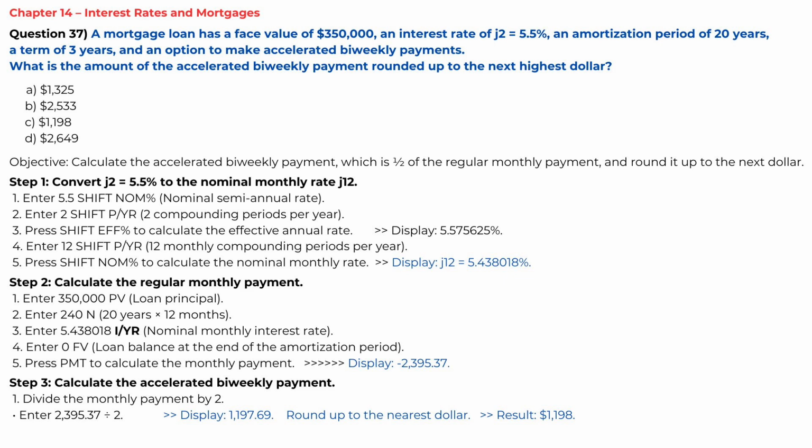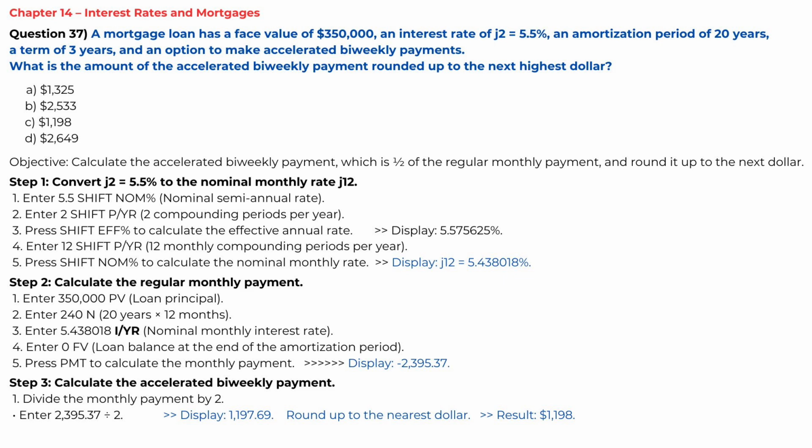Enter 5.5, shift NOM, nominal semiannual rate. Enter 2, shift PYR, 2 compounding periods per year. Press shift effective to calculate the effective annual rate. Display 5.575625%. Enter 12, shift PYR, 12 monthly compounding periods. Press shift NOM to calculate the nominal monthly rate. Display J12 5.438018%. Step 2.